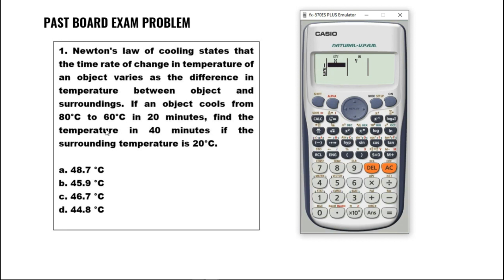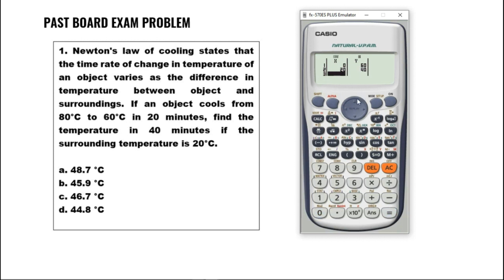Now here, our X column is time. If an object cools from 80 degrees to 60 degrees in 20 minutes, it says in the problem. Let's put here, guys, 80 degrees. So our initial temperature is 80 degrees. So at time 0, you have here 80 degrees. So here, guys, our Y will be the temperature difference. So we have here 80 minus the ambient or surrounding temperature, which is 20 degrees, equals. Then, after 20 minutes, it became 60 degrees. So here, guys, of course, the change in temperature. So 60 degrees, we always subtract the surrounding temperature. Because, guys, the Y column holds the change of temperature. So 60 degrees minus 20 degrees equals. So that's it, guys, our data is complete here.